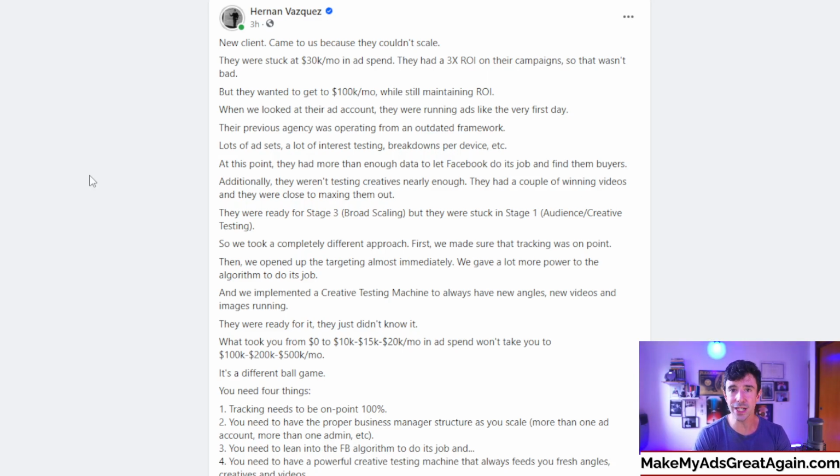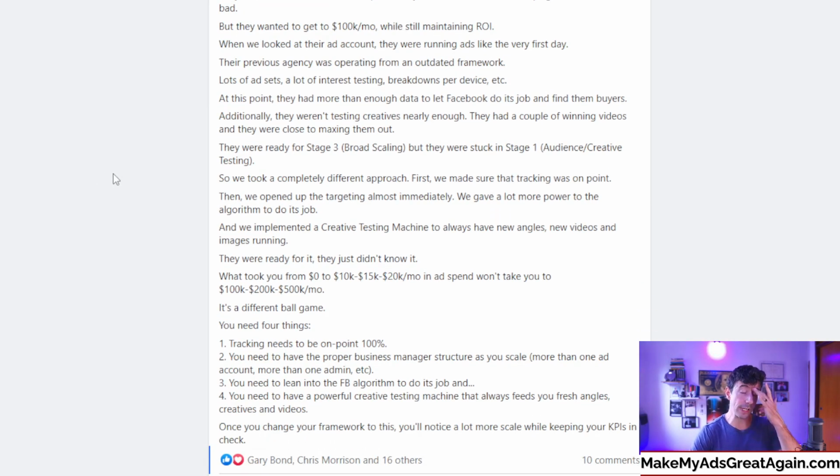So I keep on saying this. I keep on saying that as you scale, your targeting becomes easier, but the real battle is at the creative level. So just to sum up what we did to scale this client from 30K to 100K a month in ad spend, and what we're doing, because this is an ongoing thing, is basically switch our mentality from focusing on targeting and finding that ideal audience to leaning more into the Facebook algorithm. And then the second thing is to put together a creative testing machine so that we can always have new angles up and running.